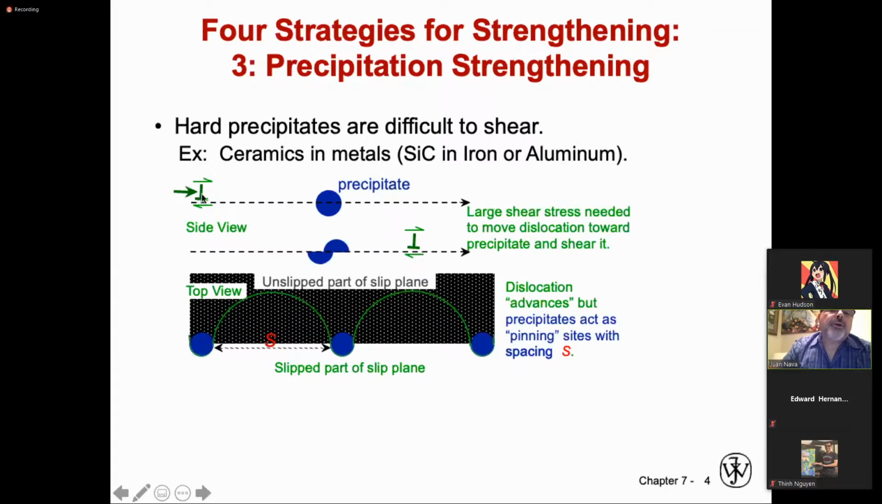So as the dislocations move, in order for you to keep on deforming the material, it means that this dislocation has literally to split that precipitate in half or destroy the precipitate as it moves. Otherwise, you don't get that strength.